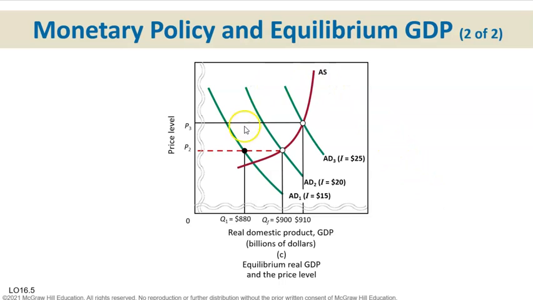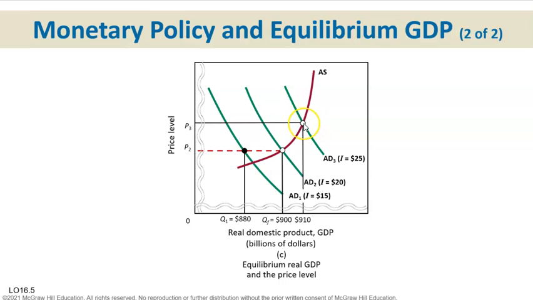So on this graph, we're looking at our aggregate demand, aggregate supply graph. Let's say we started here at AD2, where the investment level is 20 billion. If investment increases to 25 billion, the entire aggregate demand curve will shift to the right.